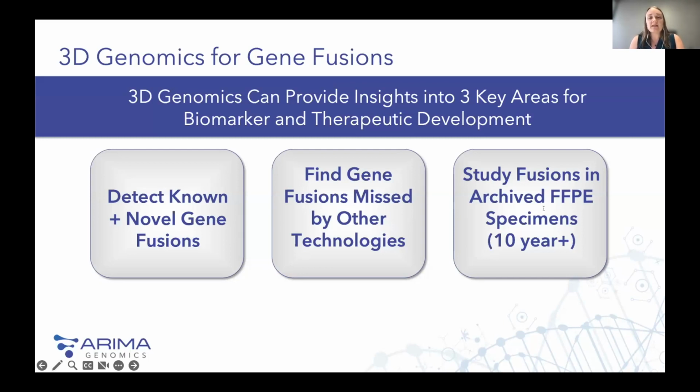First, 3D genomics can help us detect known fusions that are identified by other gold standard methodologies. But 3D genomics also enables us to find key gene fusions and structural variants that are missed by those other technologies. 3D genomics has also really helped to unlock access to fusions from archived FFPE specimens, which can be very challenging to work with in other molecular assays.